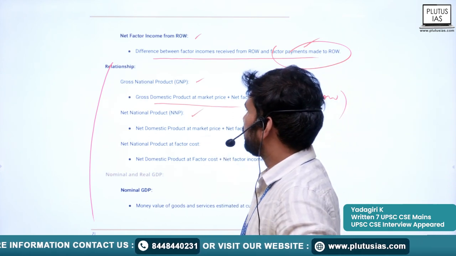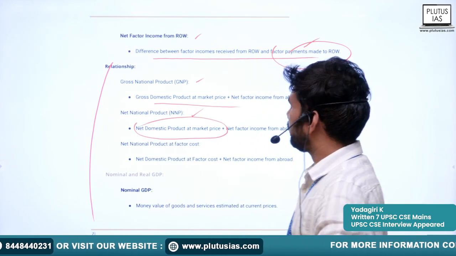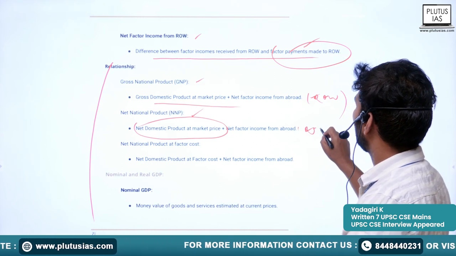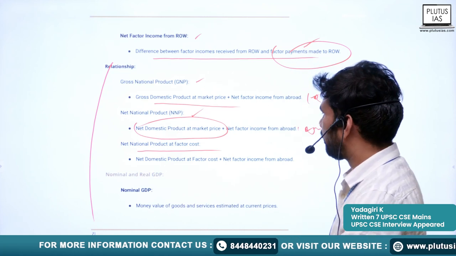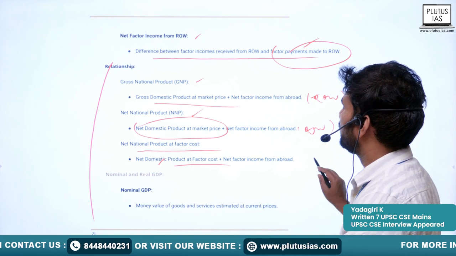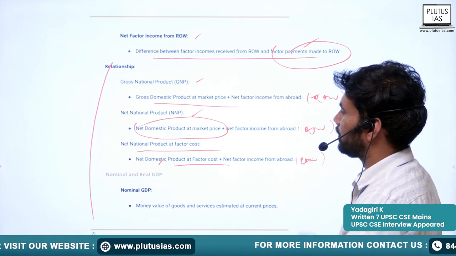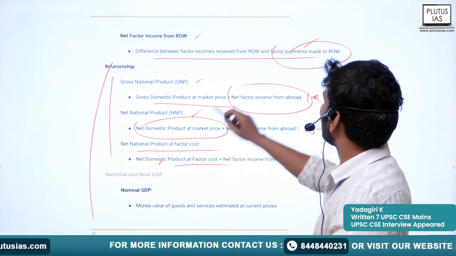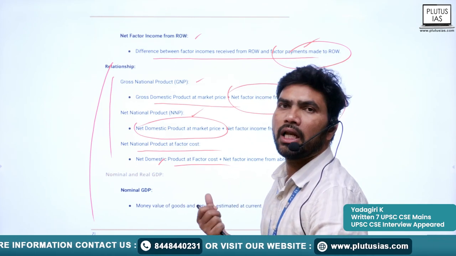Next is net national product. It is the net domestic product at market price plus net factor income from abroad or rest of the world. Next is net national product at factor cost. It is net domestic product at factor cost plus net factor income from the rest of the world or abroad. This is the relationship. So we are adding the net factor income for getting the national income.